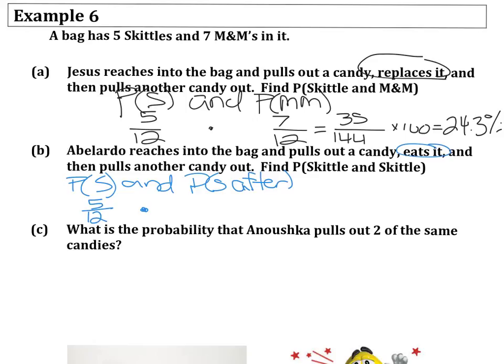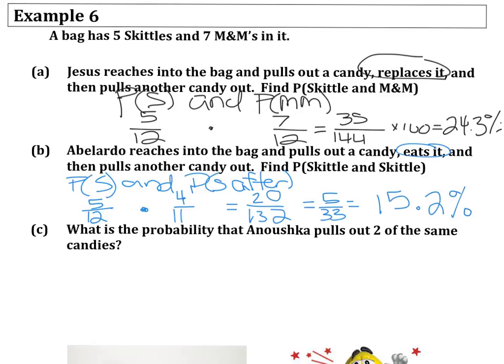And then what's the probability of Skittles after? Well, if he ate one, we kind of assume that on this first pool right here, he did get Skittles. So if he did get Skittles, how many Skittles would be left? Only 4. And how many candies would be left in the bag? Only 11, okay? Same thing then, multiply straight across. You can use your calculator or you can use your head. 5 times 4 is 20. 11 times 12 is 132. You can reduce that fraction. I'm not really worried about that. I would like to see the percent. But if you reduce it, you should get 5 over 33. Which is what percent? 15 2/10.